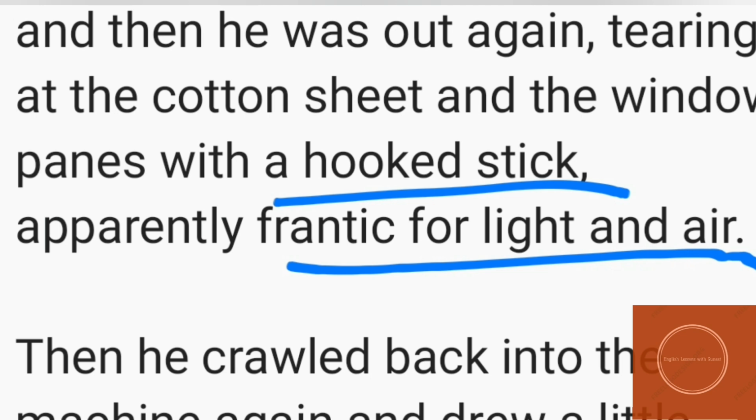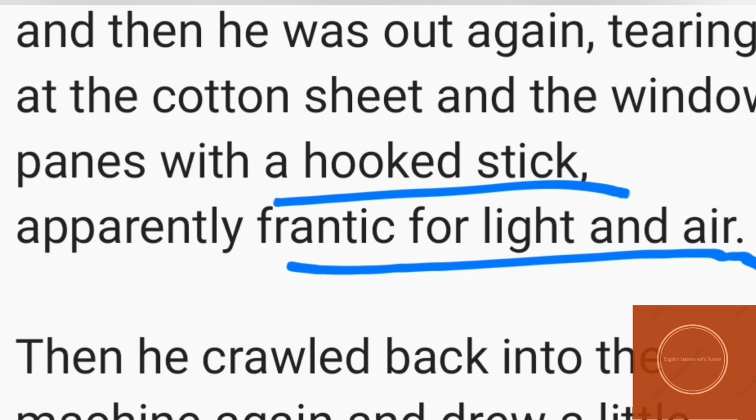Because inside the machine, once you go, you are completely covered by the surroundings. The things are there, like the cotton sheet and the window panes. So when you go inside of it, you are in the absence of light and air for some time. So when you come out, you need light and air quickly.